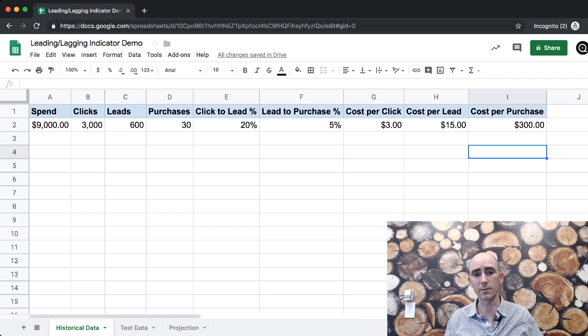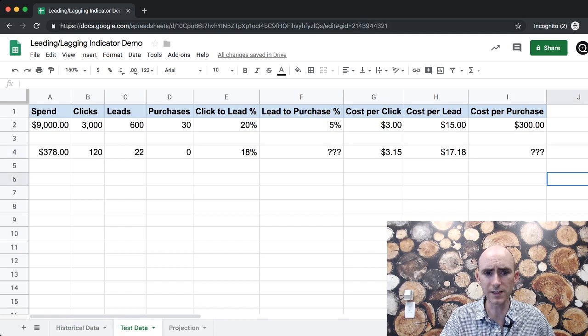Let's say, for the sake of argument, that we run a new audience. We found maybe a new behavioral segment, or maybe a new geographical region, or new partner category, or whatever it is. We found a new segment that we want to test. So here's the test data. We generated 120 clicks. Our click to lead percent was a little bit lower, and we didn't generate any purchases yet. And our cost per click went up a little bit to $3.15 instead of $3.